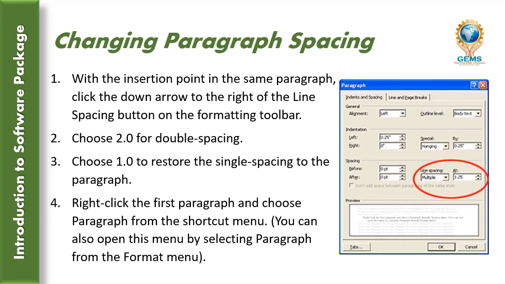Changing paragraph spacing: under the paragraph display window, you can click the down arrow to the right of the line space button on the formatting toolbar, and you can choose 2.0 for double spacing. Choosing 1.0 restores the spacing of the paragraph. So right click the first paragraph and choose Paragraph from the shortcut menu. And also you can open this menu by selecting Paragraph from the Format menu.